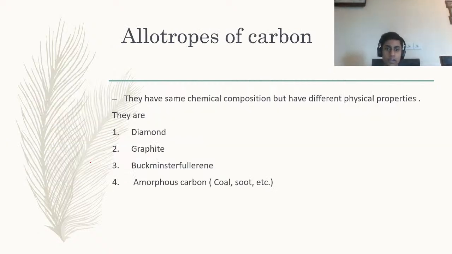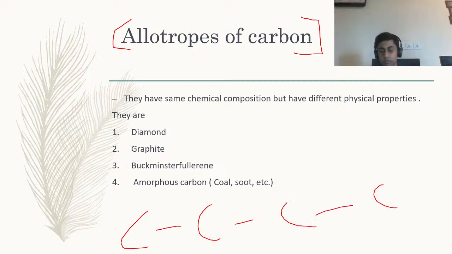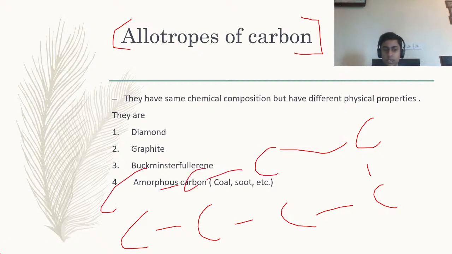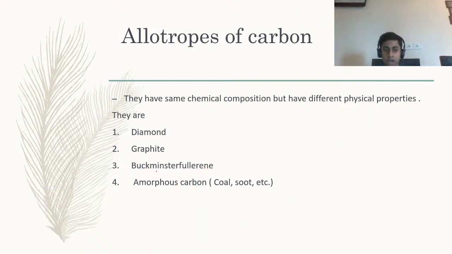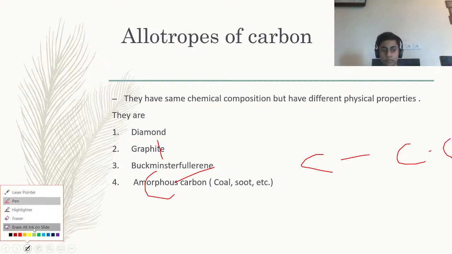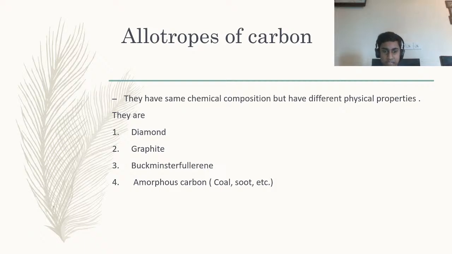Now, allotropes of carbon. Before we get into allotropes of carbon, we should know that carbon has catenation, right? It bonds with itself. If it bonds to itself, it will have the same chemical composition, yes, but carbon can bond like this with itself or it can just bond like this. So based on this, physical properties may vary. There may be a change in the physical properties.